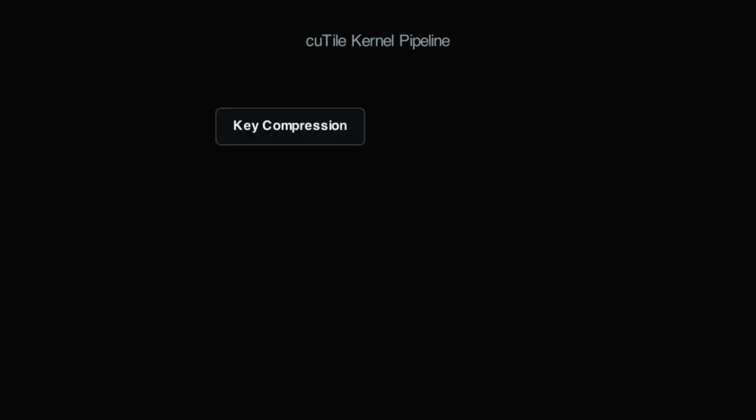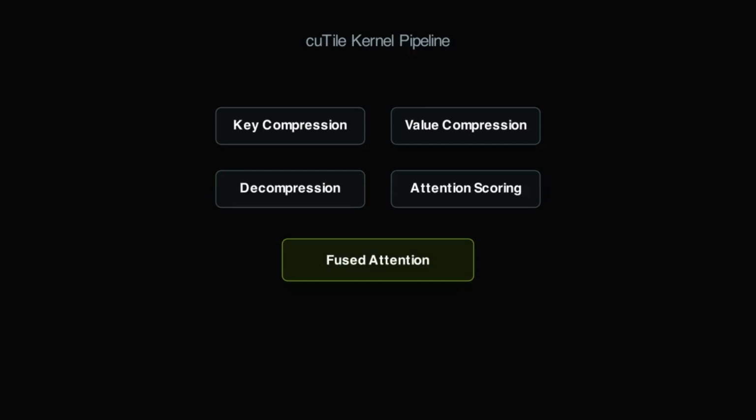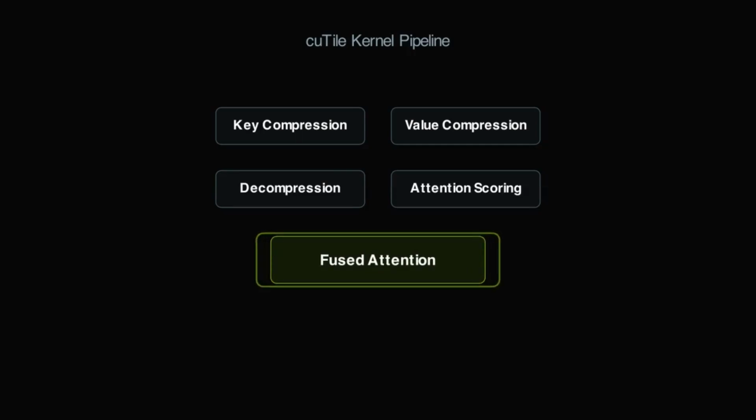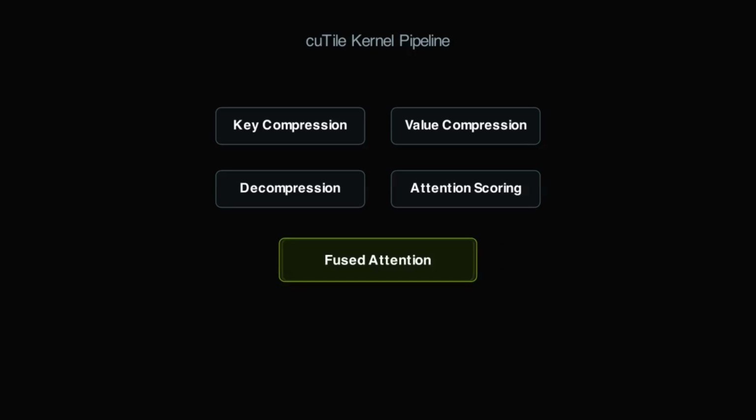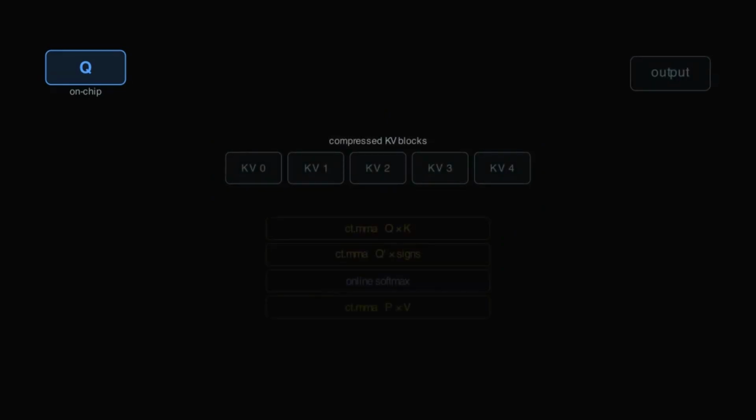Okay, so I wrote 5 cuTile kernels that cover the full pipeline, including key and value compression, decompression, attention scoring, and fused attention. But the one I want to walk you through is the fused attention kernel because that's where things get interesting. So each thread block owns a single query tile. It loads Q once into on-chip memory and then streams through every KV block in sequence.